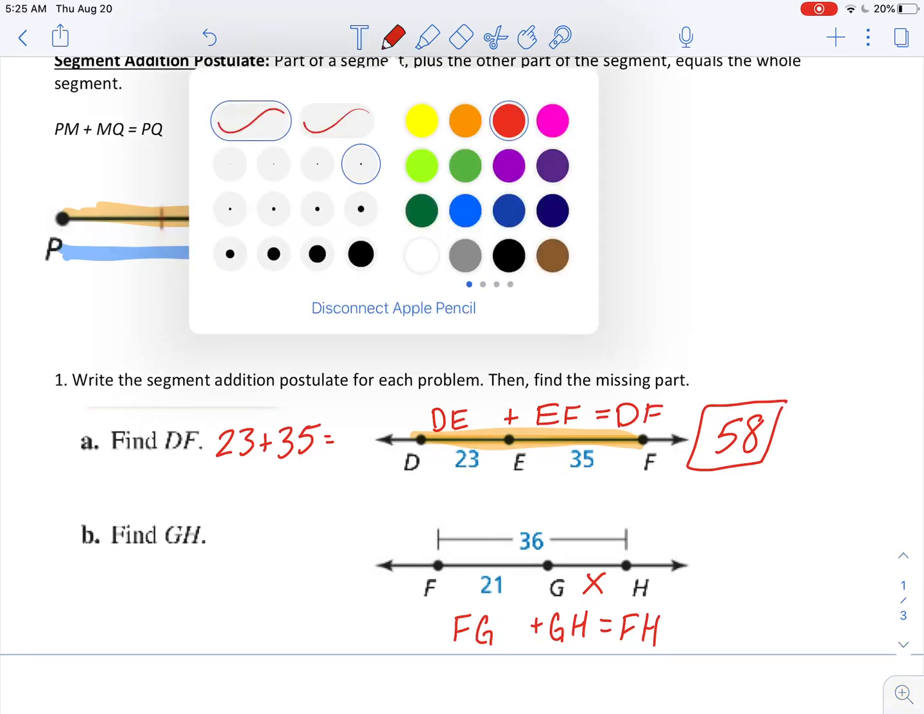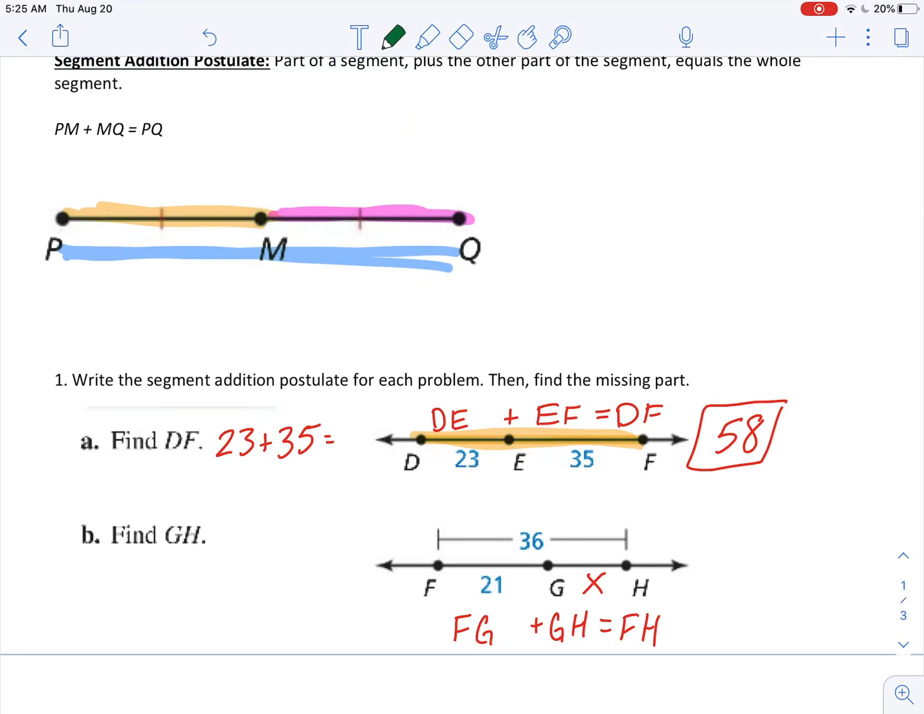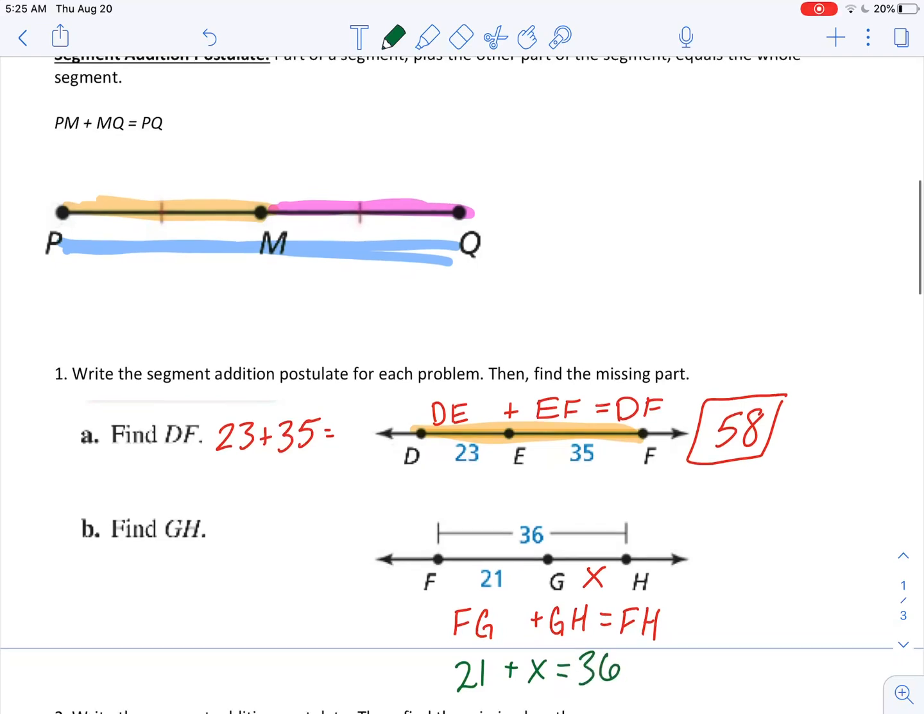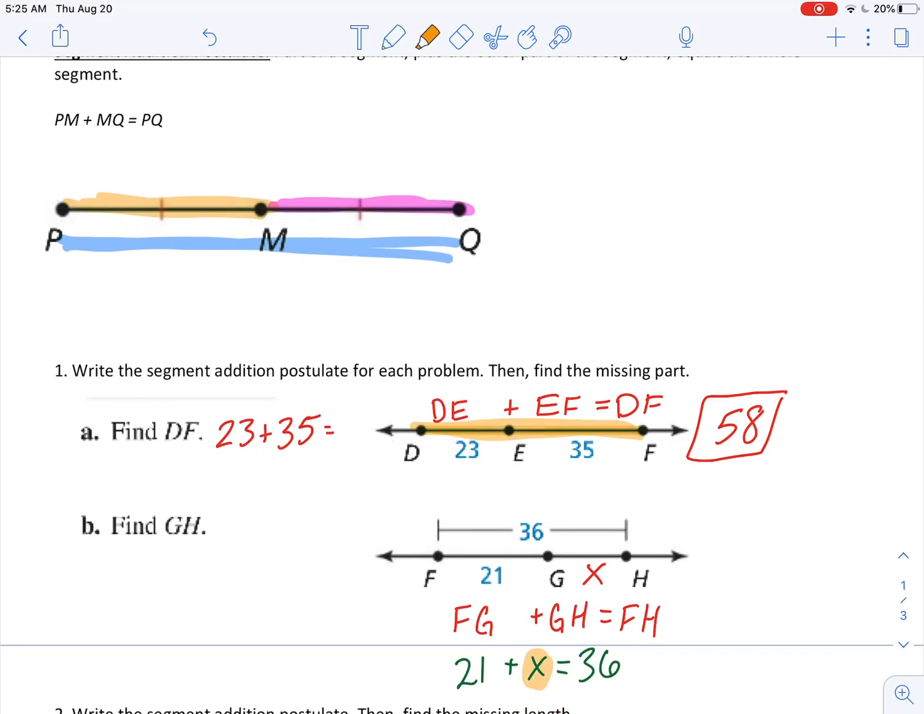So what is FG? Well, FG is 21 plus GH is x equals the whole segment length of 36. And like we saw earlier, I want to get x by itself. I want to solve for x. So I need to get rid of this positive 21. I can subtract 21. So 36 minus 21 gets me 15. So the length of GH is 15.